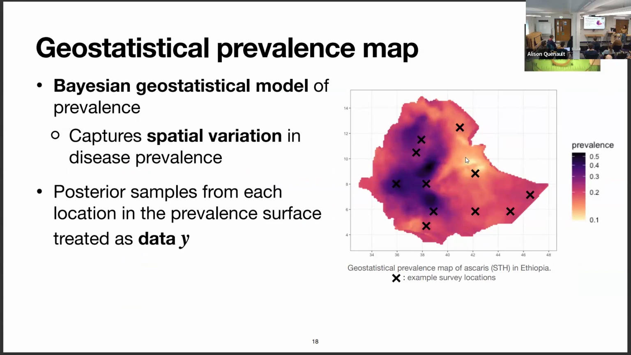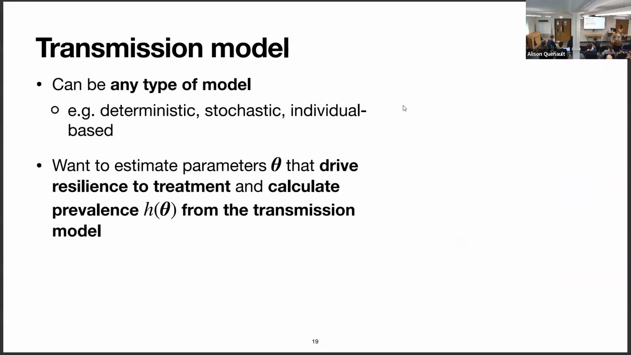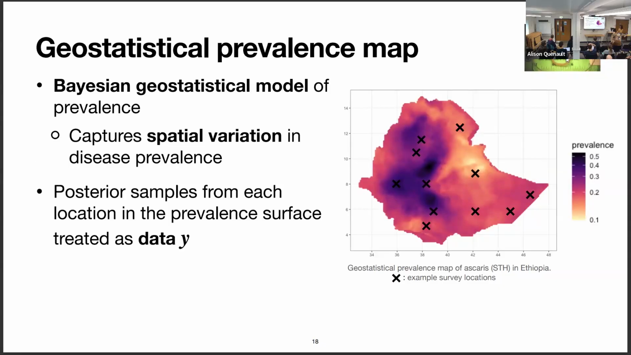And it's a Bayesian model, so we would take samples from this geostatistical model. So if we wanted 1,000 samples, we'd have 1,000 of these surfaces. We then feed that into our model as data. So our data is technically a posterior from a geostatistical model, if that makes sense. Essentially for each pixel here, we would have 1,000 draws from the posterior of what the prevalence might be at that location. I should say this is just an example of Ascaris, which is one of the parasites that I talked about earlier.